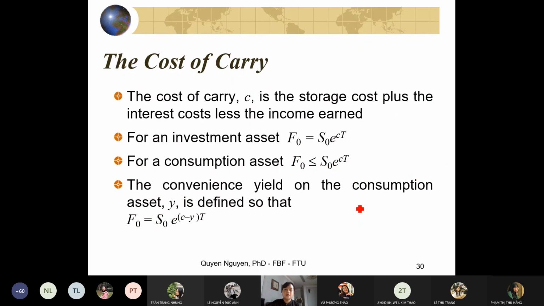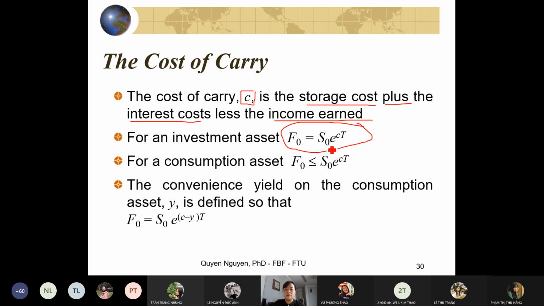There is a definition that we also have to bear in mind in valuing the forward or future. It is called cost of carry, and the cost of carry is denoted as a small c. The small c, the cost of carry, is defined as the storage cost plus the interest cost less the income earned for a certain asset. So for investment asset, we would have this formula hold.